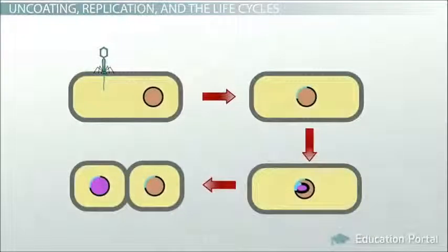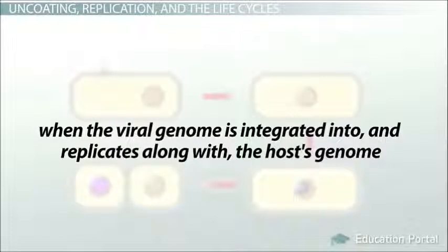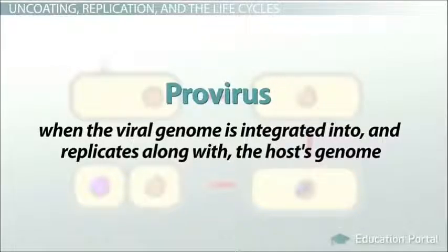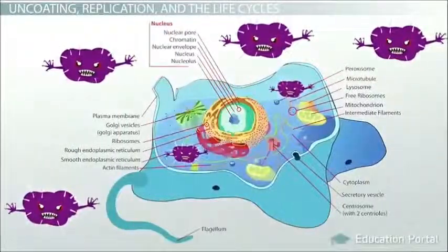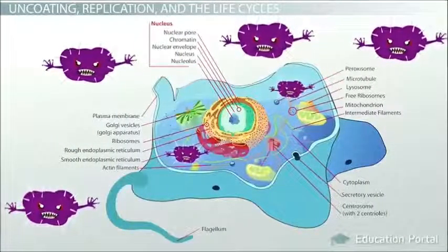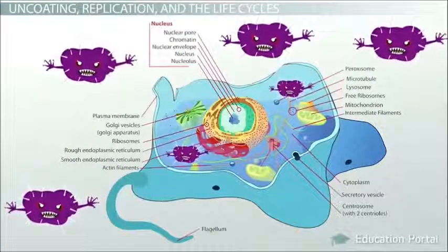Sometimes the viral genome will actually integrate itself into the host's chromosomes. When the viral genome is integrated into and replicates along with the host's genome, we call this viral genome a provirus. A provirus is a term specific to viruses that infect animal cells.